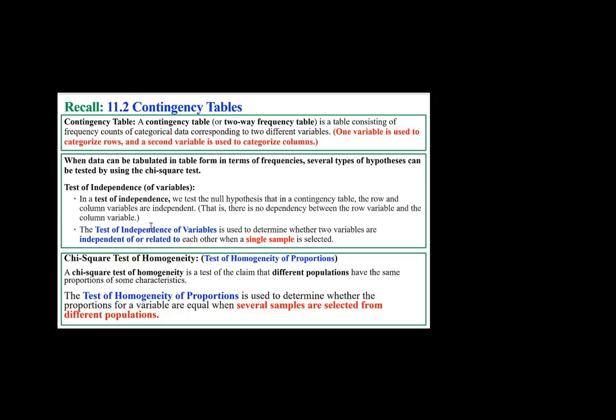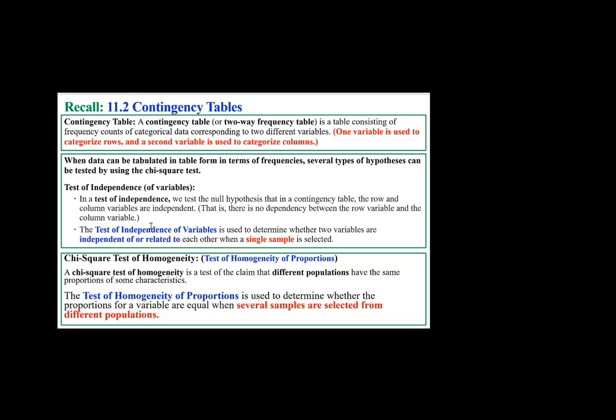Chi-square test of homogeneity. Test of homogeneity of proportions. A chi-square test of homogeneity is a test of the claim that different populations have the same proportions of some characteristics. The test of homogeneity of proportions is used to determine whether the proportions for a variable are equal when several samples are selected from different populations.